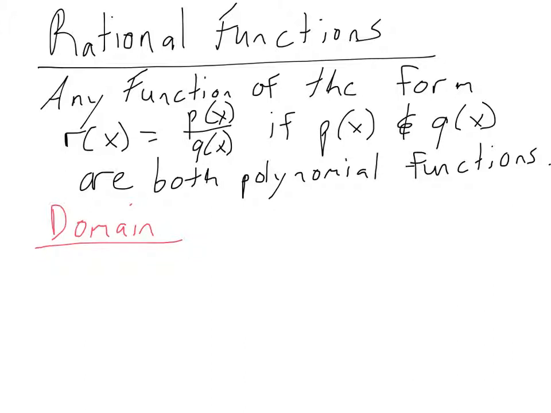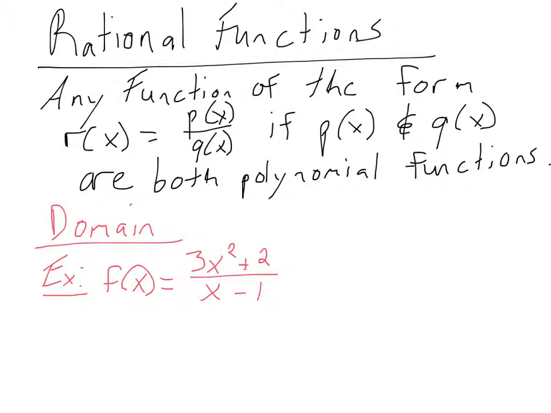So, for instance, if I had the function f of x equals 3x squared plus 2 over x minus 1. First of all, that's a rational function, right? Because it fits the definition of a rational function as the quotient of two polynomial functions. Once again, take two polynomial functions, divide them by each other, you got yourself a rational function.